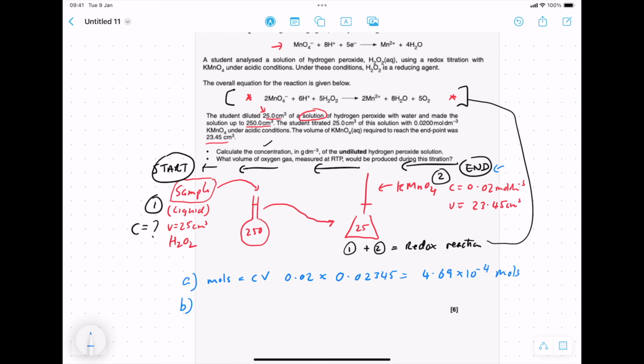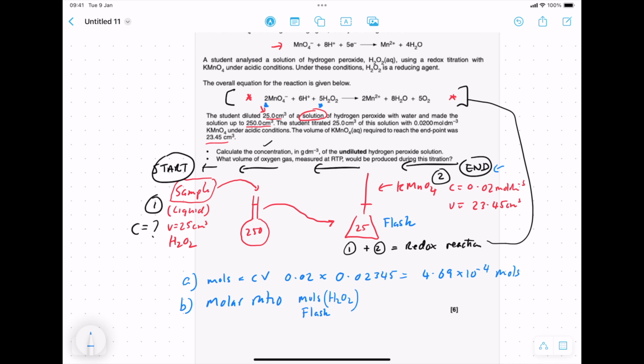Part B, the next bit, we've got to work out the moles of peroxide that it's reacted with. So to do this, we use the molar ratio. The molar ratio, you can see, I'm just underlining here in blue, is 2 to 5. So 2 lots of potassium manganate react with 5 lots of peroxide. So therefore, to get my moles of hydrogen peroxide, I have to divide my answer by 2 and then times it by 5. So moles of H2O2 in the flask, the conical flask.